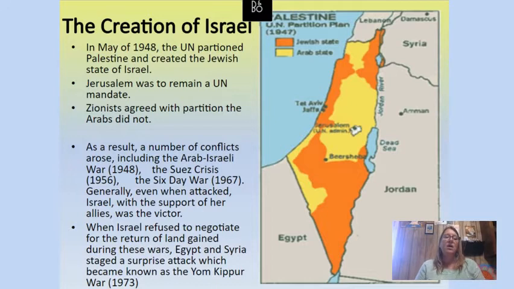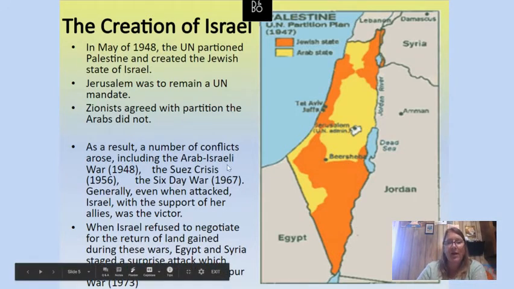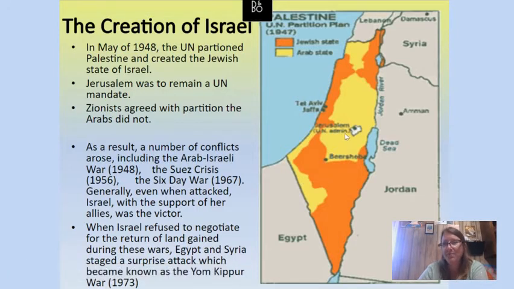As you see here, a number of battles and wars came out of this partition, this breaking apart. So we've got the Arab-Israeli War. That's this yellow versus the orange. You have the Suez Crisis, where one of them is trying to control the Suez Canal. You have the Six-Day War. And even if Israel was the one being attacked and not doing the attacking, they won because, remember, they have all the countries of the United Nations as their allies, because this whole partition is ordered by the United Nations.